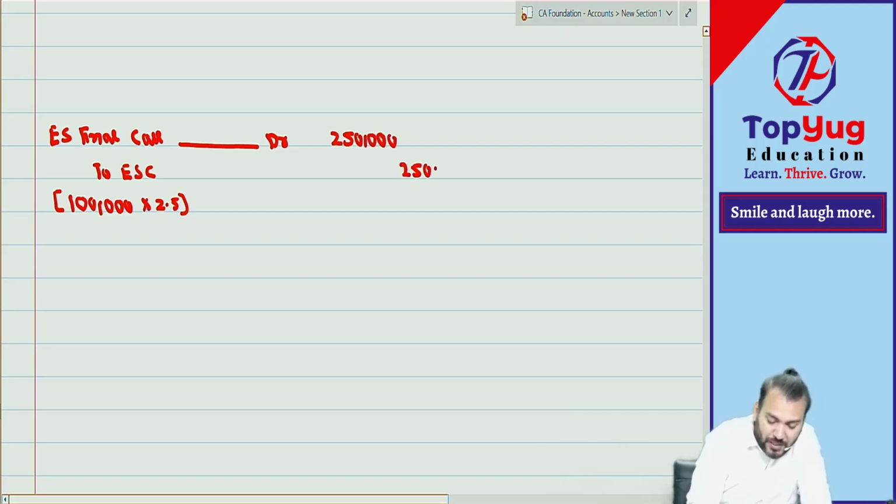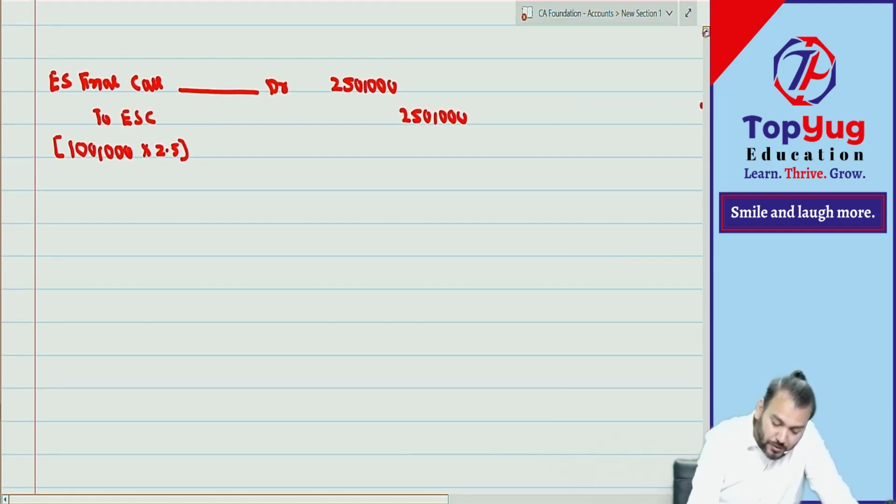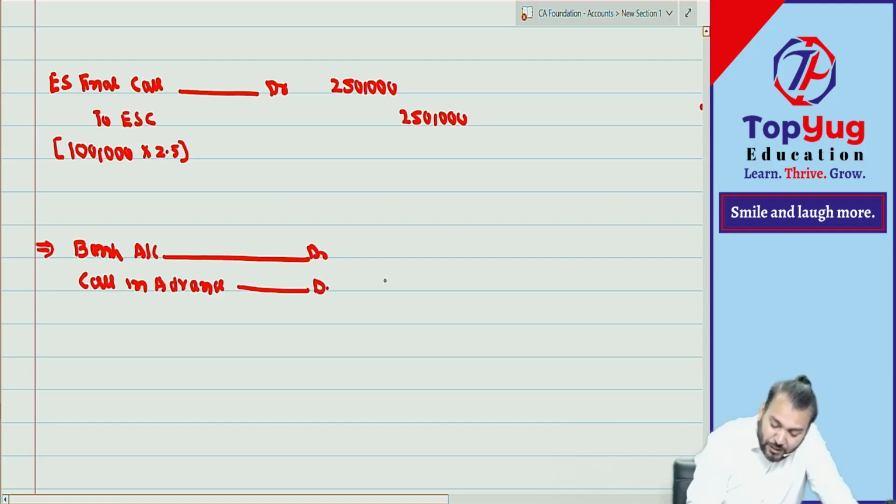Now, whenever you are doing a journal entry, always think about this. See, out of this final call, already how much advance we have received. So can you say what the next journal entry will be? Bank account debit. Bank you can calculate at the end. Bank account debit. How much calls in advance did we already receive? In the last installment we already received 25,000. So now it will be debited 25,000.